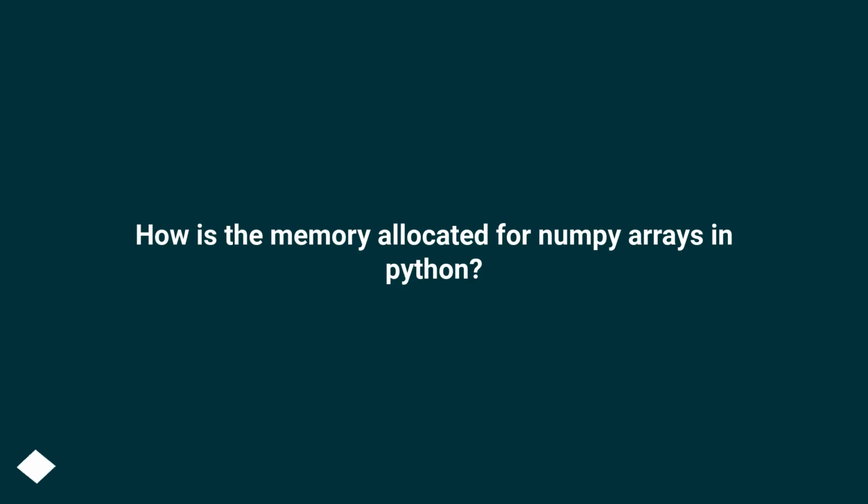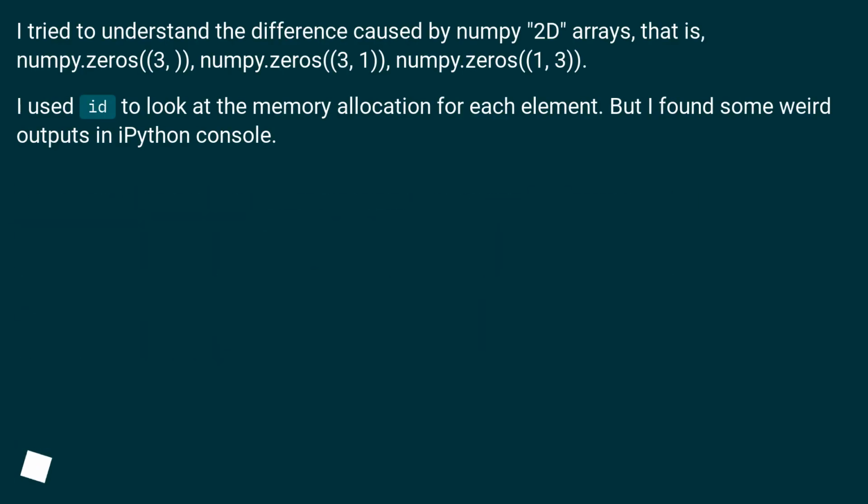How is the memory allocated for numpy arrays in Python? I tried to understand the difference caused by numpy 2D arrays, that is, numpy.zeros((3,)), numpy.zeros((3,1)), numpy.zeros((1,3)). I used id() to look at the memory allocation for each element. But I found some weird outputs in the IPython console.